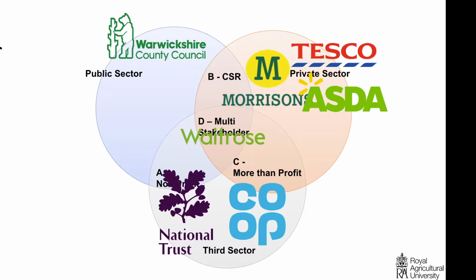You can see that we have a plethora of different businesses with different types of business models. But Waitrose is the one that really sticks in the middle, because it actually does have a very stakeholder driven business model, because its employees are its stakeholders, and it is looking after all three different sectors: the public sector, the private sector, and the third sector.